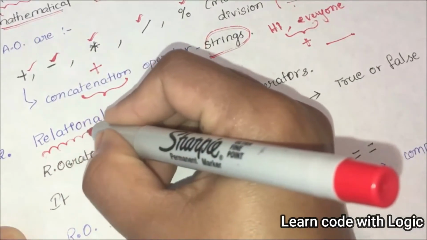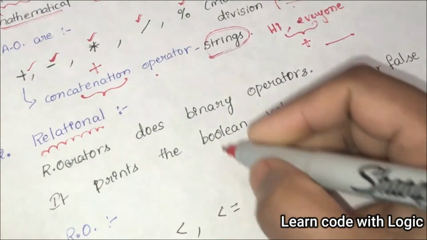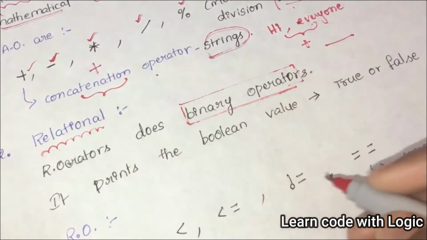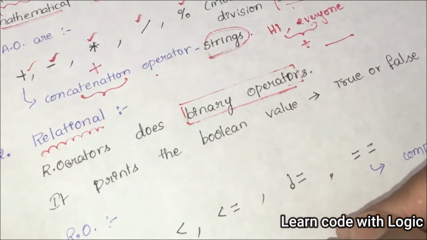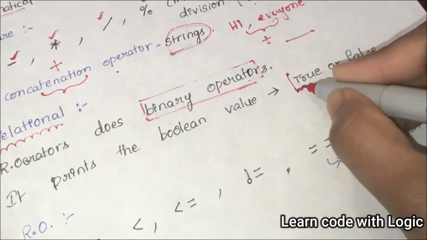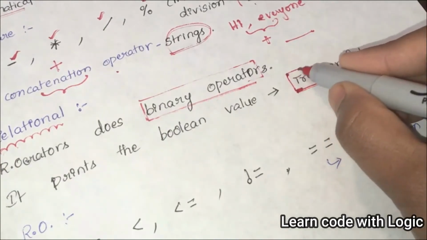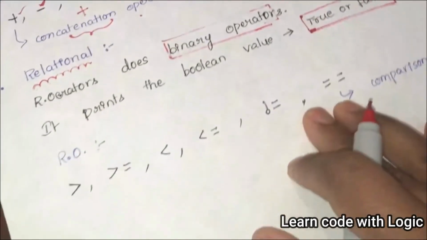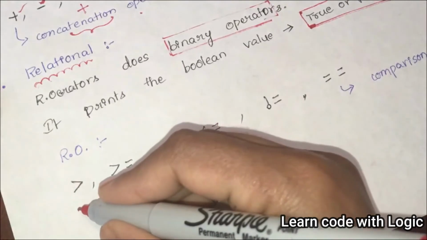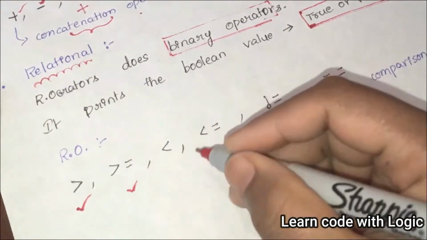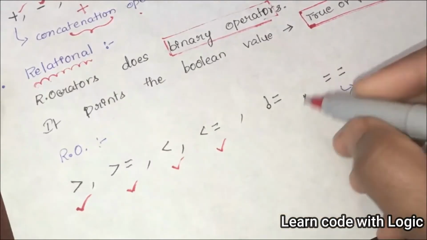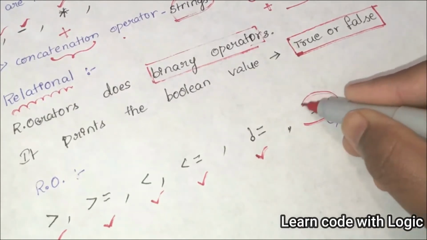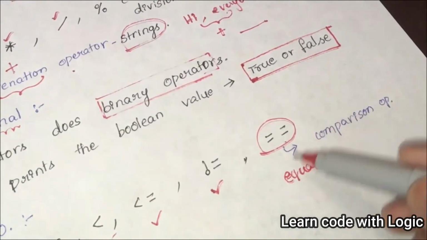The second type of operators are relational operators. Relational operators do binary operations, which means they print a Boolean value. Boolean means true or false. It does comparisons and prints whether the statement is true or false. The relational operators are greater than, less than, greater than or equal to, less than or equal to, and not equal to. This is equal to; equal to means it compares whether both are equal or not.